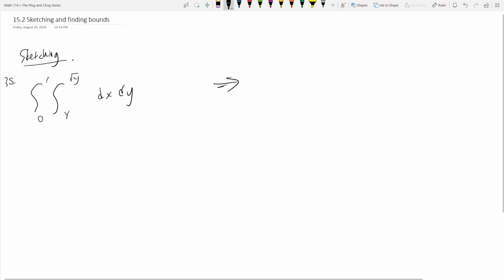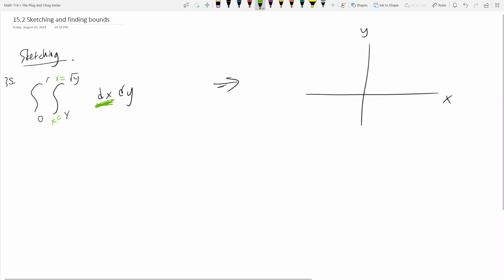So, here's x and y. What do the bounds tell me? Well, x is my inside bound, dx is going to be my inside bound. So this integral tells me that on the bottom, I have x equals y, and on the top, I have x equals root y, and that's because it corresponds with dx.